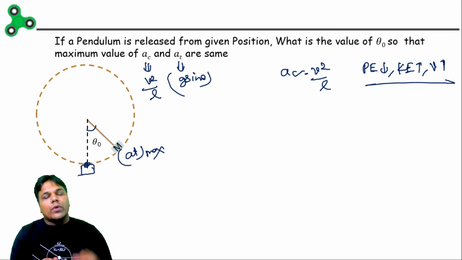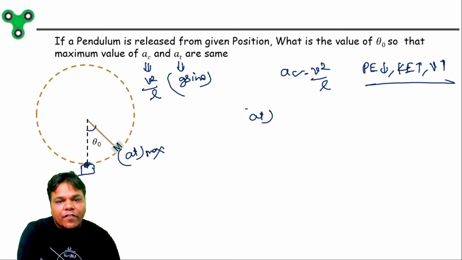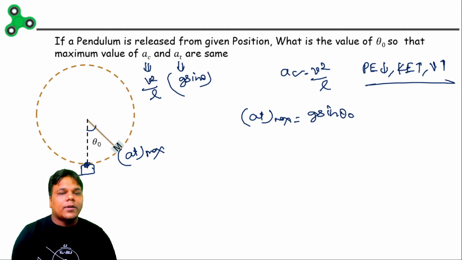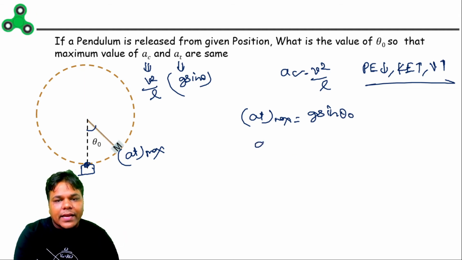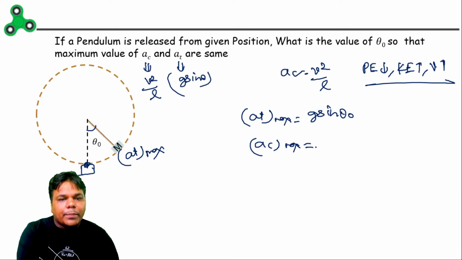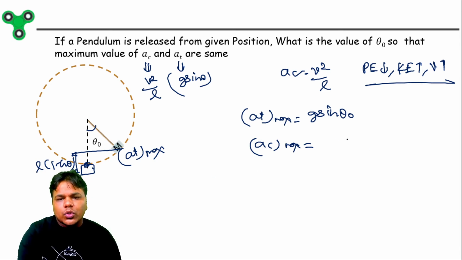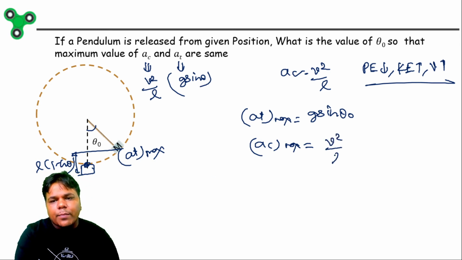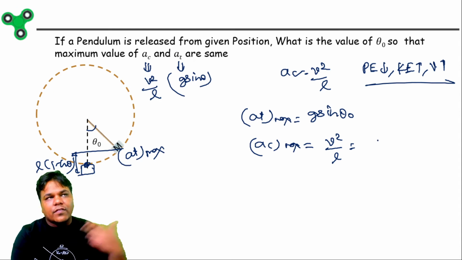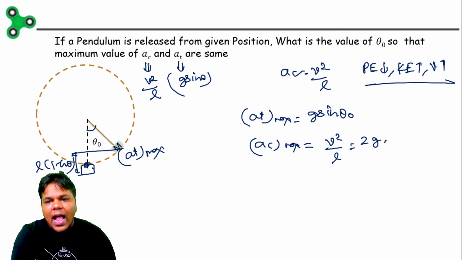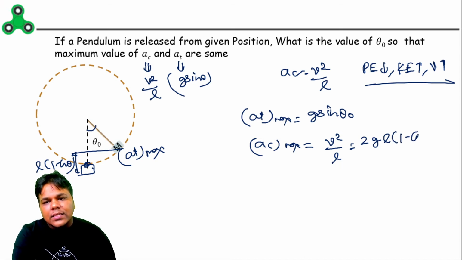Now all we have to do is apply some formula. What is the value of AT max? It is g sin theta naught. What is the value of AC max? AC max is, guys, very simple. It will be the difference of height, I think I already told you, L into 1 minus cos theta. So the AC max will be v square by L. That means v square is 2gL, right? So it will be 2gL(1 minus cos theta naught) divided by L.